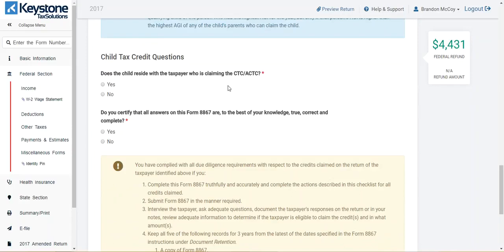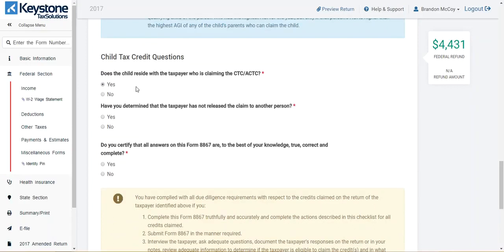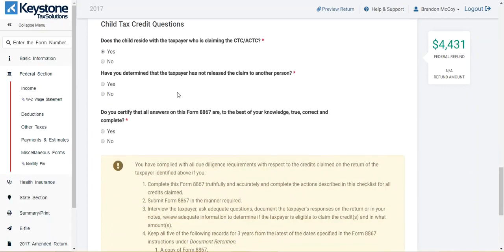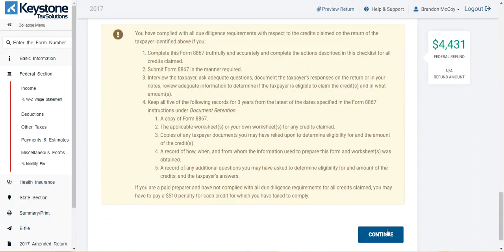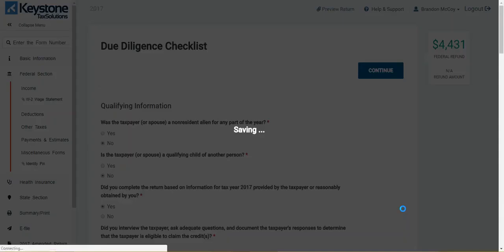Child tax credit questions: does the child reside with the taxpayer who is claiming CTC or ACTC? Yes. The child has to live with that taxpayer. Have you determined that the taxpayer has not released the claim to another person? Yes. Did you certify that all answers on this form 8867 are, to the best of your knowledge, true, correct, and complete? Yes. And we're going to continue the information.